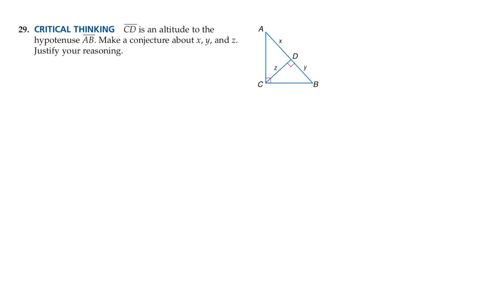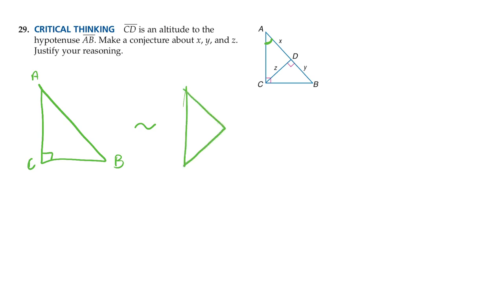All right, last one. This is when it's saying this is an altitude. Make a conjecture about x, y, and z. So the big idea here is we have this big triangle, A, C, B, which is similar because it has angle A and a right angle. That's similar to this top triangle. And I'll draw it the way it is, so it'll be confusing for now. But I just want to be really clear about which triangle I'm talking about.